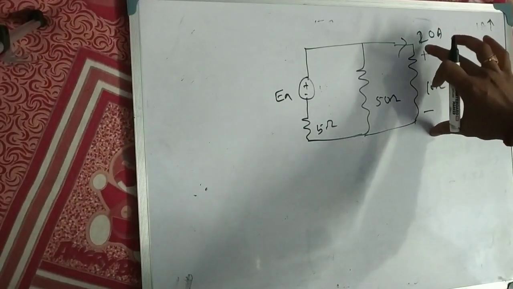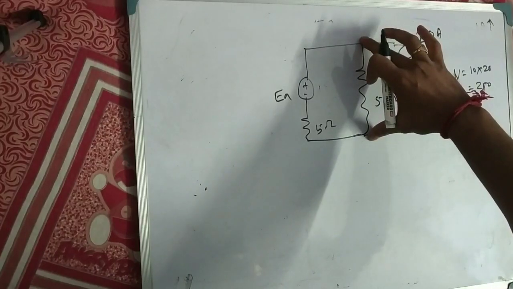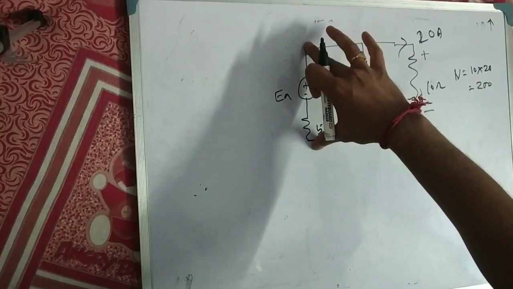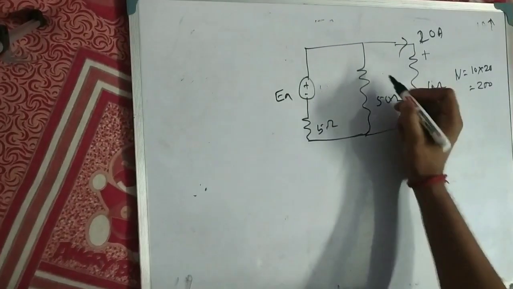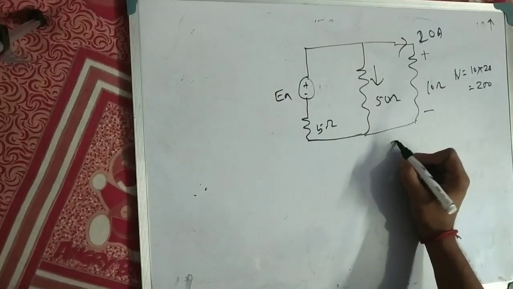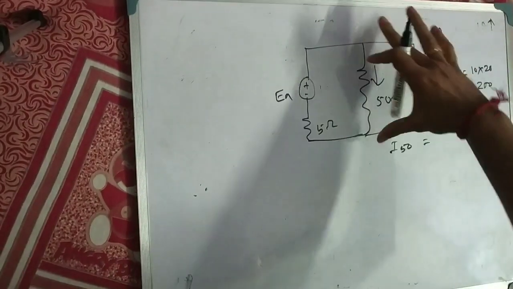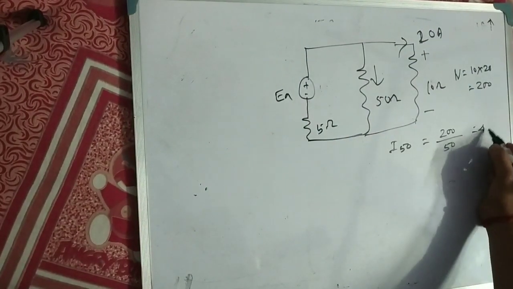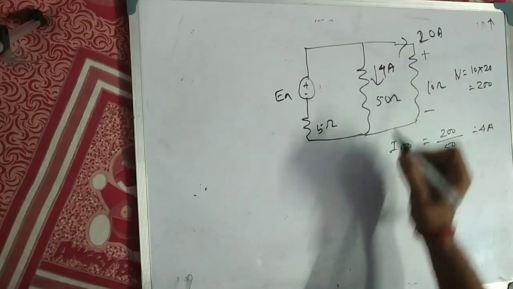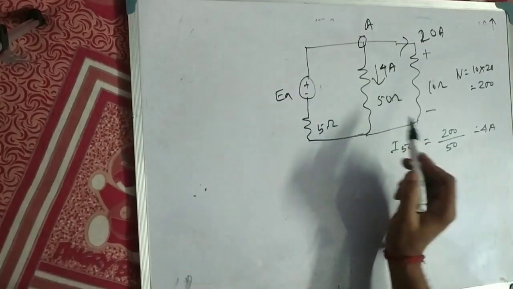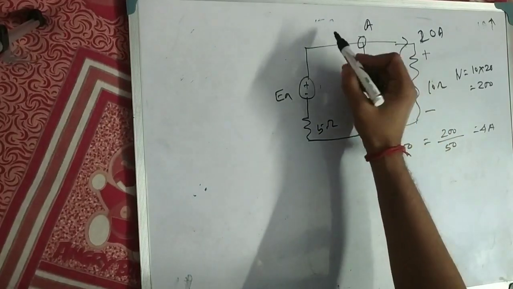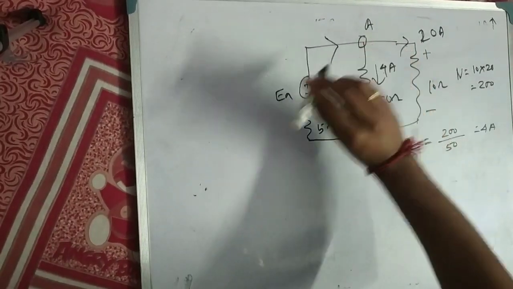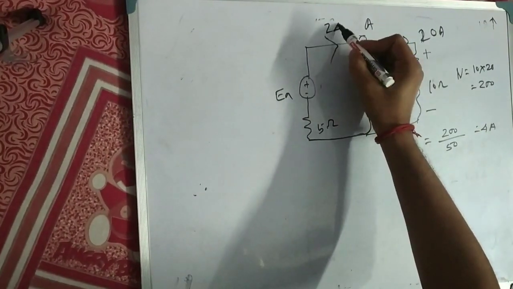This 50 ohm is parallel with the 10 ohm, so the voltage across the 50 ohm also will be 200, and this branch EA plus 5 ohm also has voltage 200. So the current through the 50 ohm, I50: voltage across the 50 ohm is 200, 200 by 50 means 4 ampere. So here the current will be 4 ampere. So we will apply KCL here. Here 20 ampere, here 4 ampere. So how much current will flow in this node? 20 plus 4, 24 ampere.